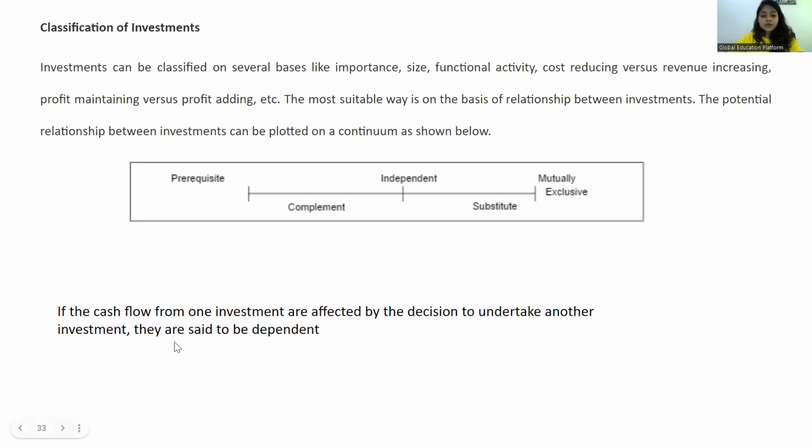If the cash flow from one investment is affected by the decision to undertake another investment, they are said to be dependent, obviously, because it's a general term used. Because if they operate independently, then fine. But however, when one decision is being made and another aspect is being affected, then they are dependent. So in that aspect, it will have an impact. Okay.